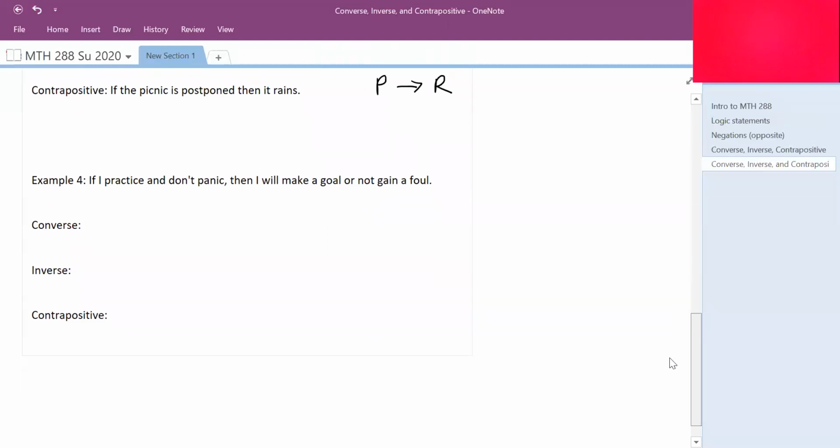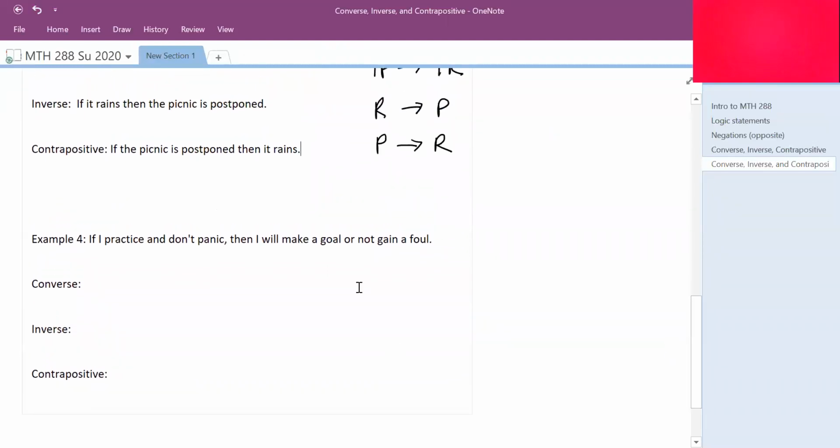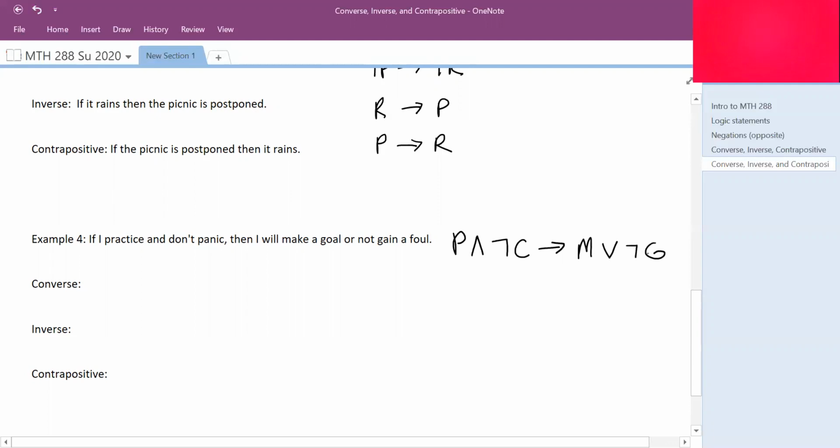Okay, let's look at one last example, a little more involved because it's going to have ands and ors, which means we are going to have to use DeMorgan's law when we do the opposite. So let's say if I practice and I don't panic, we can't use another P, so let's call that one C. So if I practice and don't panic, then I will make a goal or not gain a foul.